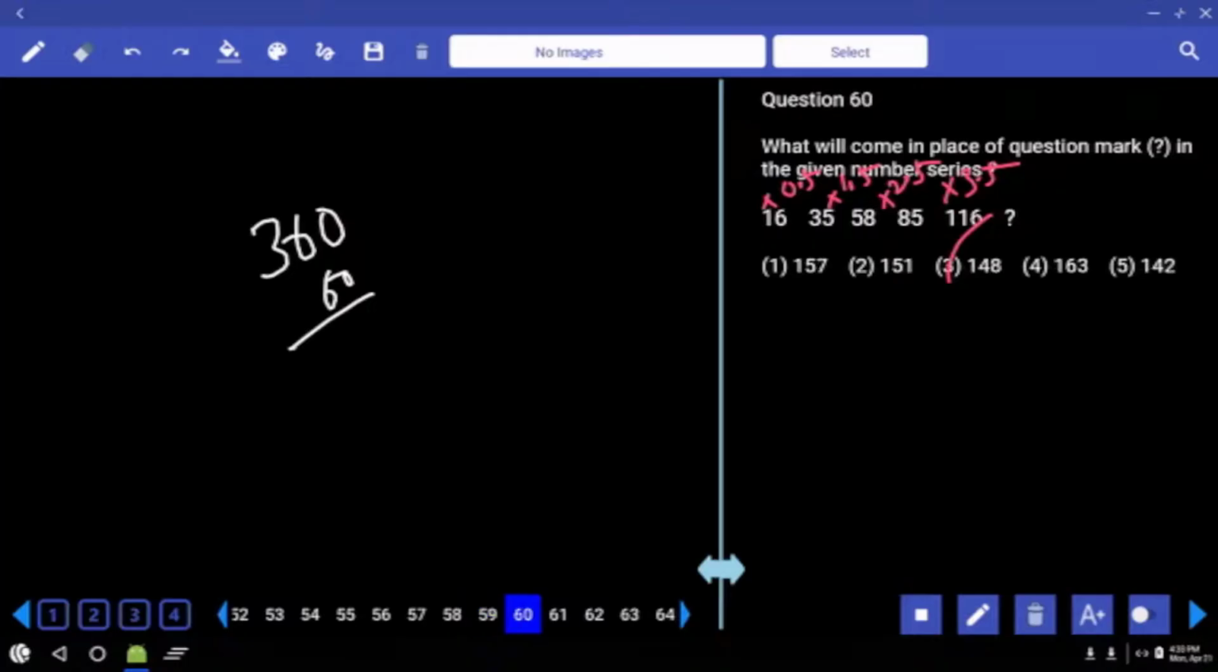Then 60. Now in this: 16, and 16 to 35 difference is 19. 35 to 58 difference is 23. How much is the next difference? Now 58 to 85 difference is 27. 19, 23, 27, plus 4, 31, 35. 35 plus 16, 51. Now 51, choice 2.